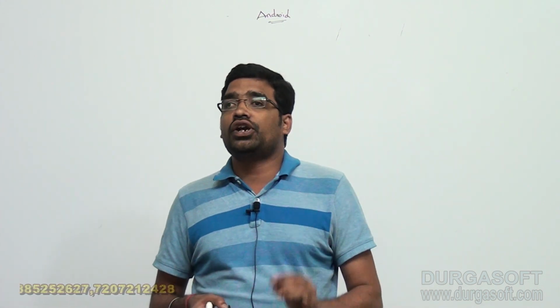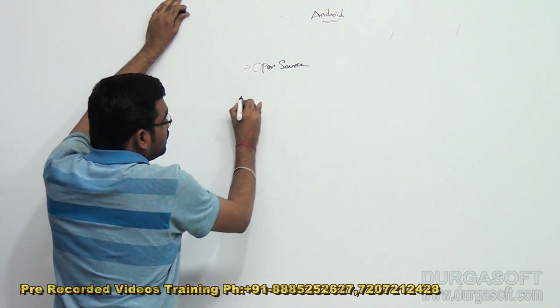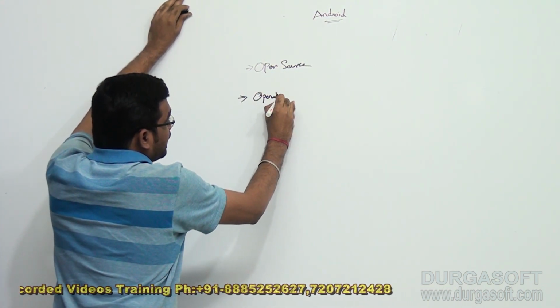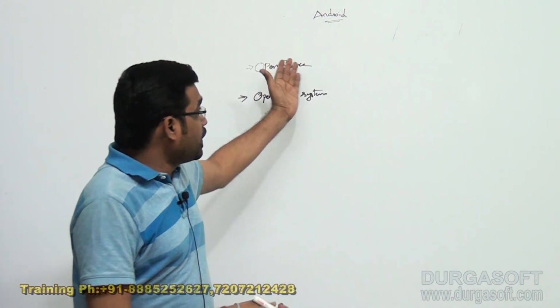Android is an open source mobile operating system which is used for smartphones as well as tablets. In this definition, you heard mainly two things. One is open source and the second one is operating system. So first, what exactly is open source?